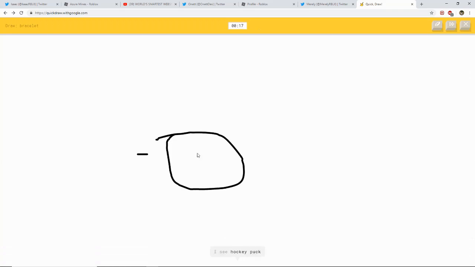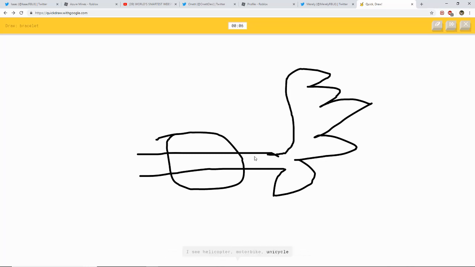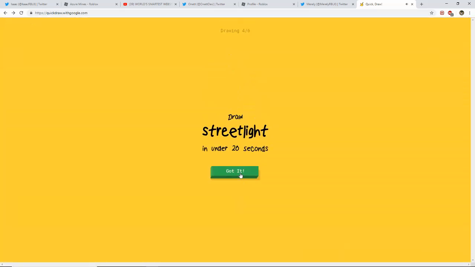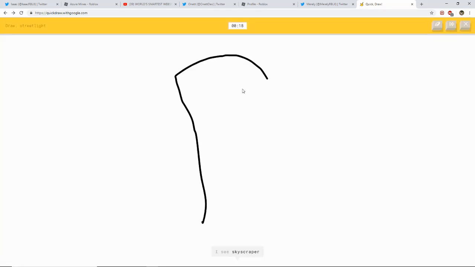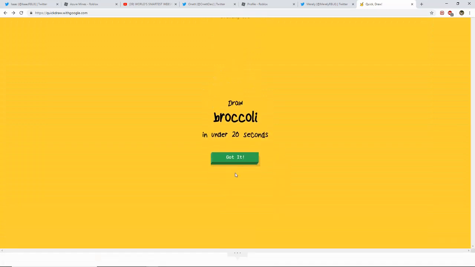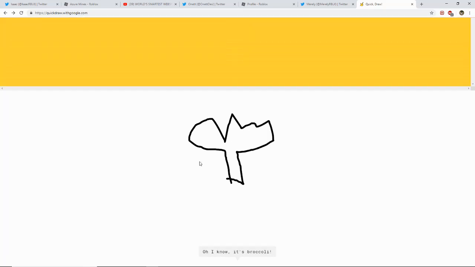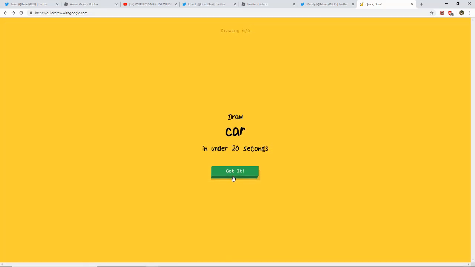I see hockey puck. Or circle. Or frying pan. Or screwdriver. I see helicopter. Or motorbike. Or unicycle. Or swan. I see key. Or trumpet. Sorry, I couldn't guess it. I see skyscraper. Oh, I know. It's street light. Okay. I see stairs. Or palm tree. Or hand. Oh, I know. It's broccoli. Oh, God.